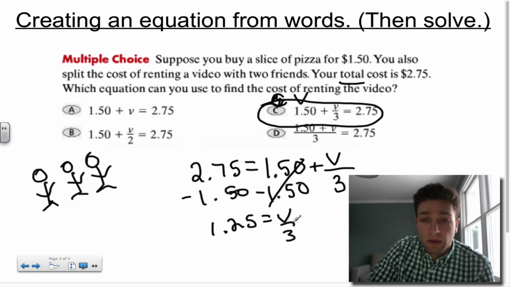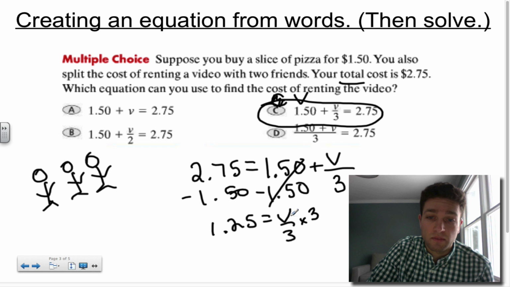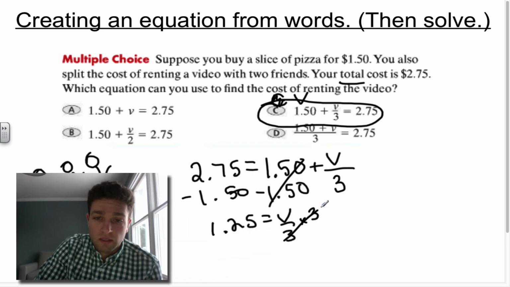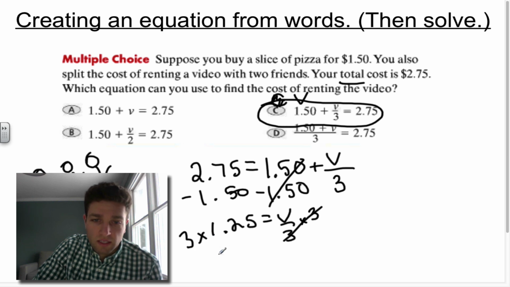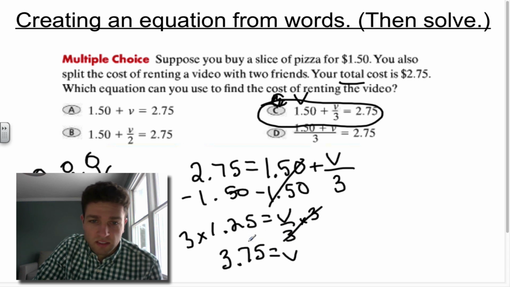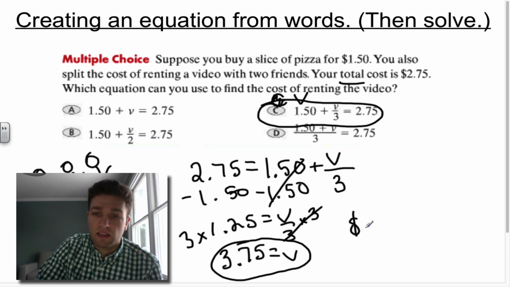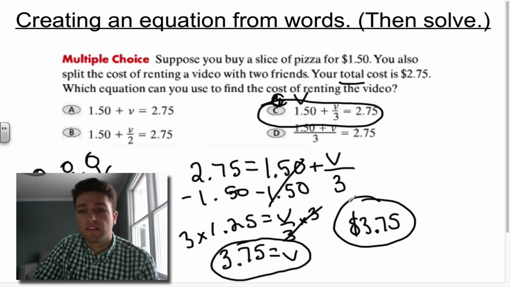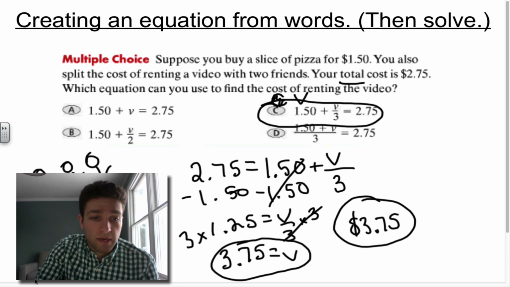Now this, I'm undoing some division, and I'm going to undo it by multiplying because that's its inverse operation. So 3 times 1 over 3 is equal to 1, so that cancels out, and whatever you do on one side, do on the other. So 3 times $1.25 leaves you with $3.75 is equal to V. V is the cost of renting the video. So if the problem did ask us to solve for the cost of the video, we could say that it cost $3.75.